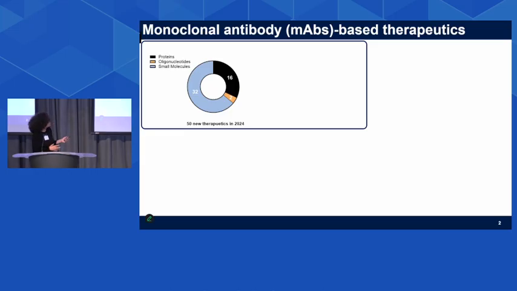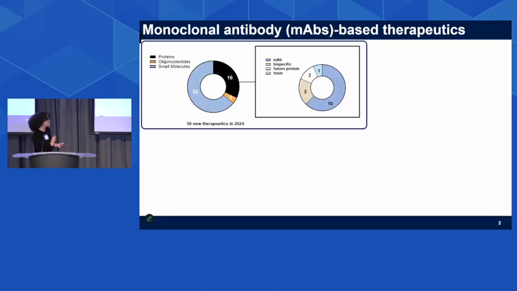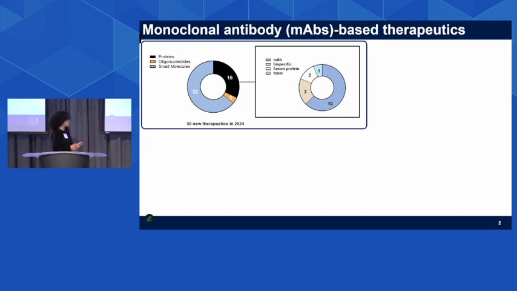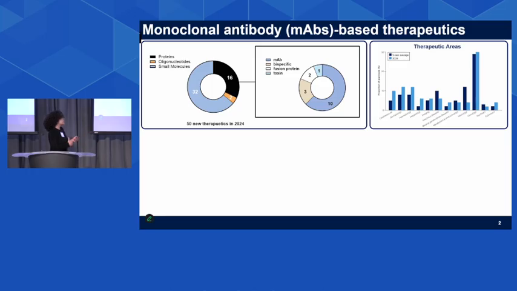I'm showing here, if we look at the drugs approved only last year in 2024 by the FDA, out of the 50 therapeutic agents that were approved, 16 of these were protein-based therapeutics. And within these 16, 15 of those were either a monoclonal antibody or a monoclonal antibody-based therapeutic. And in terms of the therapeutic areas that these can target, more than half were for oncology applications, but other therapeutic areas such as autoimmune diseases as well as dermatology were also included.